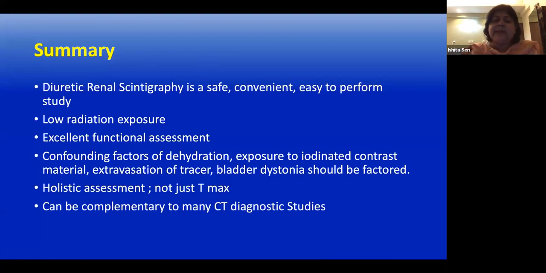So to summarize, diuretic renography is safe, convenient, easy to perform, and has low radiation exposure. It's an excellent functional assessment, but you must ensure that the patient does not have any confounding factors like dehydration, exposure to iodinated contrast, or extravasation of tracer. The bladder should be decompressed during the study, and we should look at all the images, look at the values, and not just at Tmax, and it can be complementary to many CT diagnostic studies.